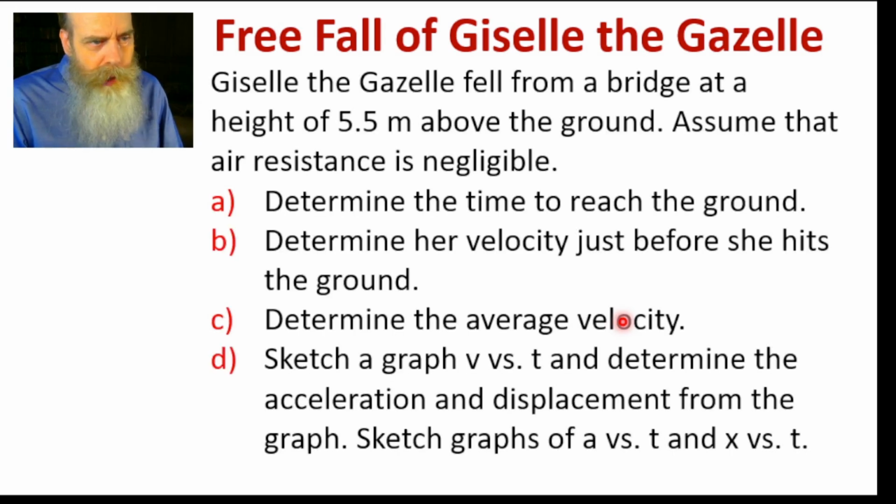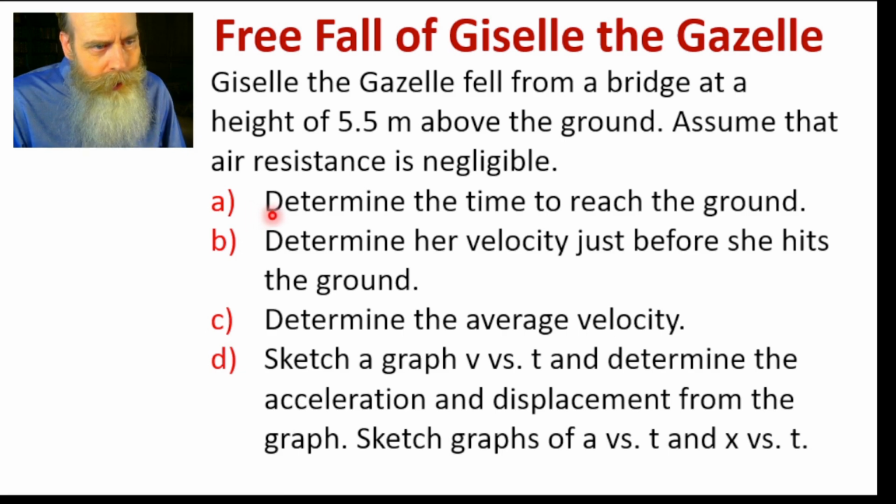She fell from a bridge at a height of 5.5 meters above the ground. We will assume that air resistance is negligible in this calculation, although when she actually fell, air resistance was not negligible. But taking it to be negligible will simplify our calculations. Here's what we want to find.